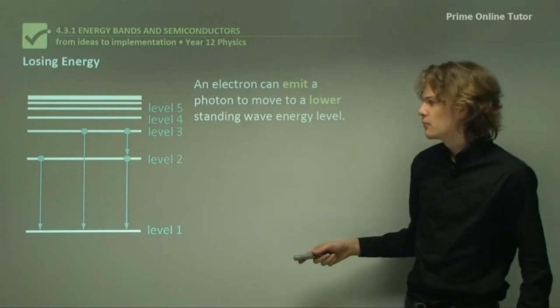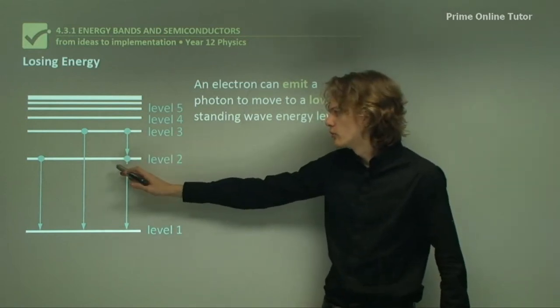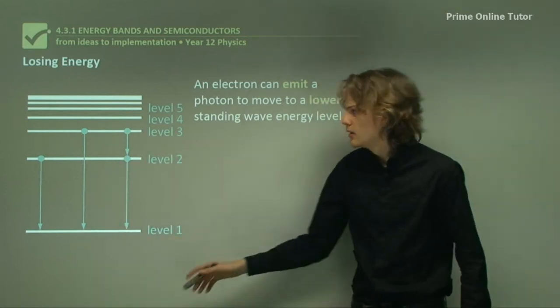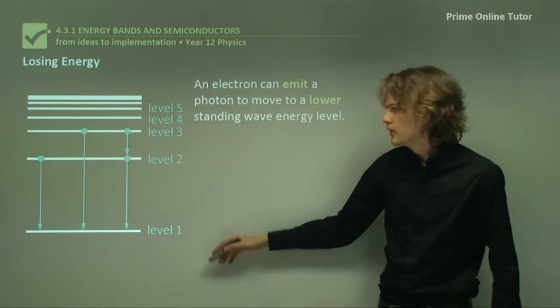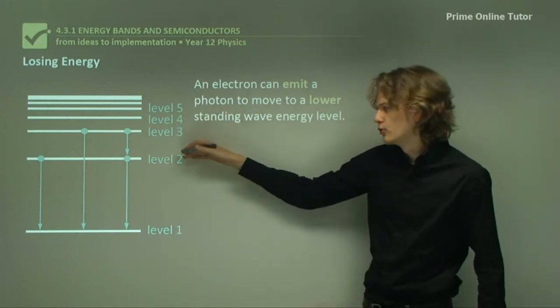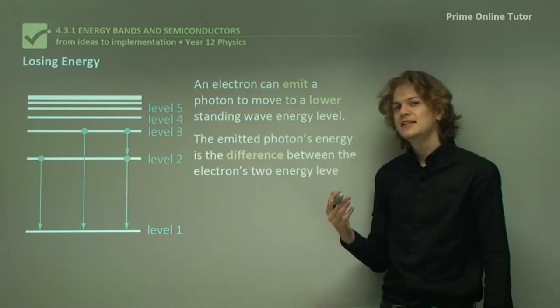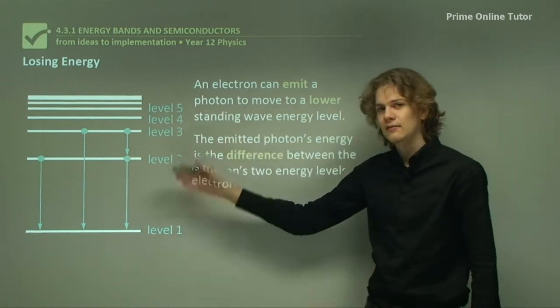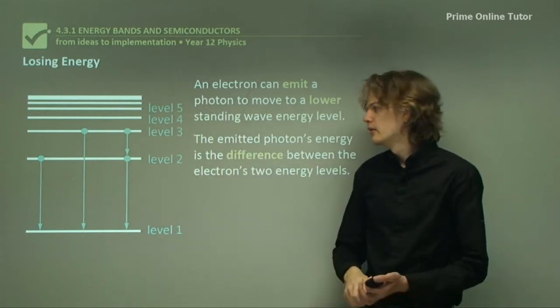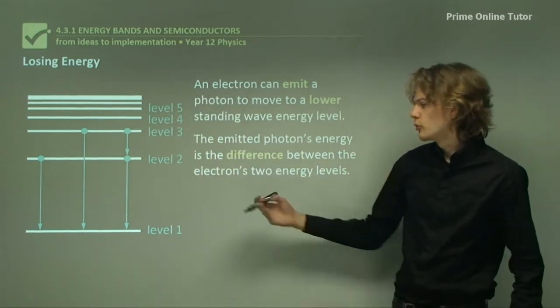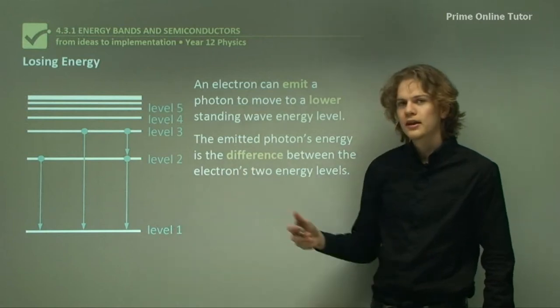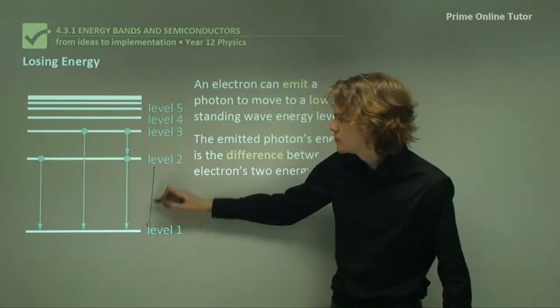And so we can see an example here of an electron dropping from energy level 2 to energy level 1, energy level 3 to energy level 1, and from energy level 3 to level 2, and then to level 1. And the emitted photon's energy is the difference between the two energy levels of the electron. So when it's dropping from level 2 to level 1, it emits a photon with exactly this much energy.